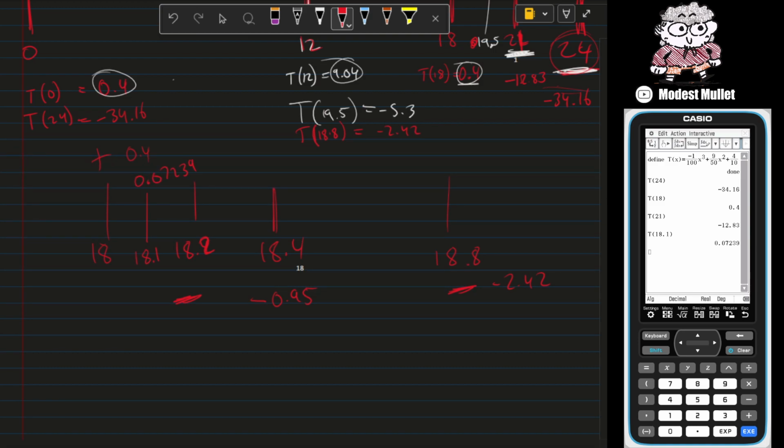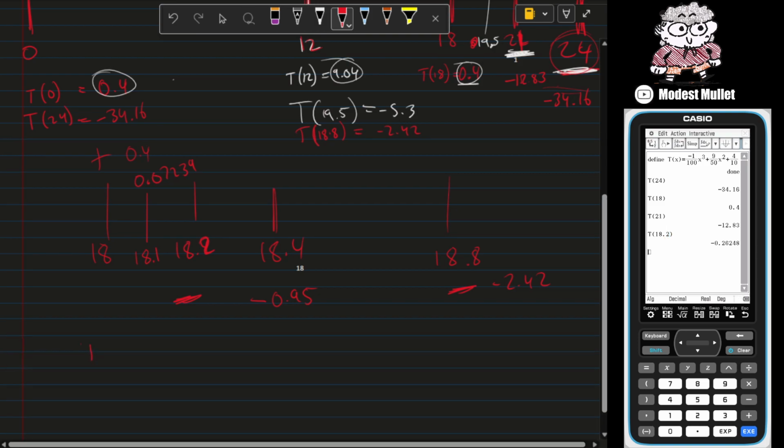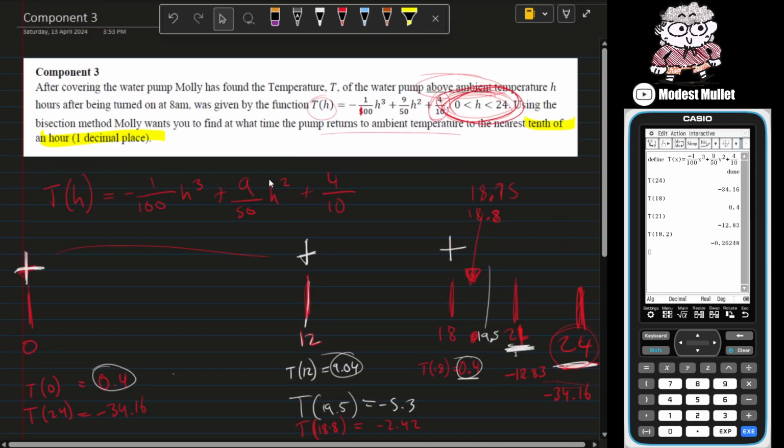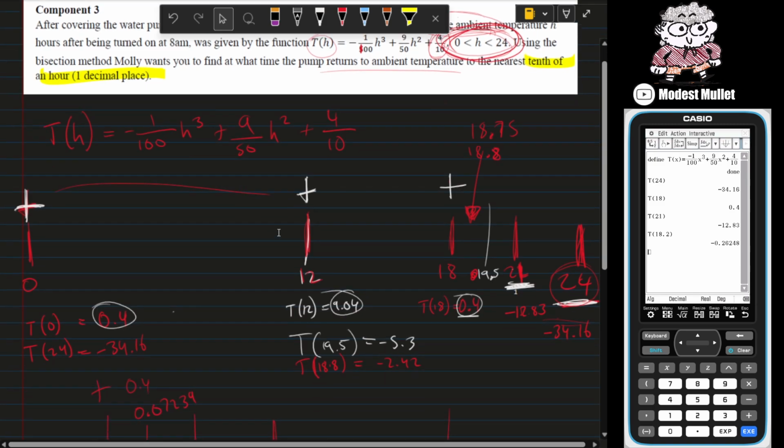At 0.07239, and 18.2, I need to go back and actually write what that was. So t of 18.1 is equal to 0.07239. T of 18.2 was negative 0.262. The one that's actually closest to 0 is this one. So we could say h equals 18.1 to one decimal place is when it returns the ambient temperature.